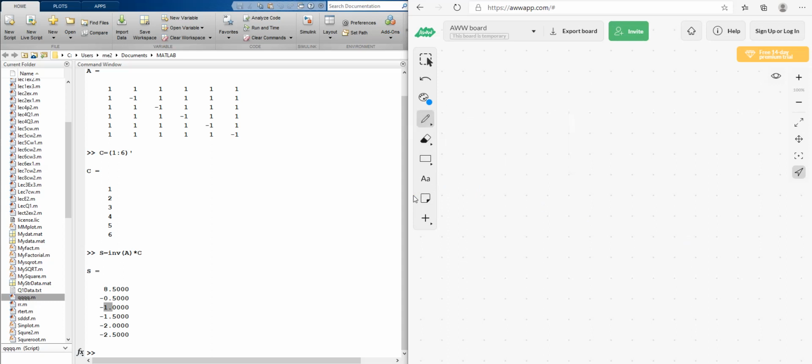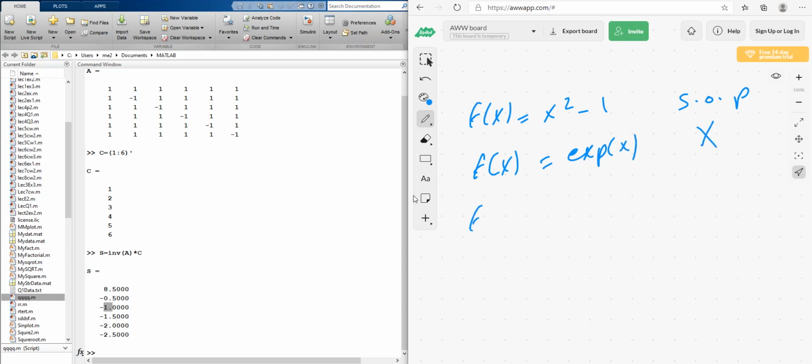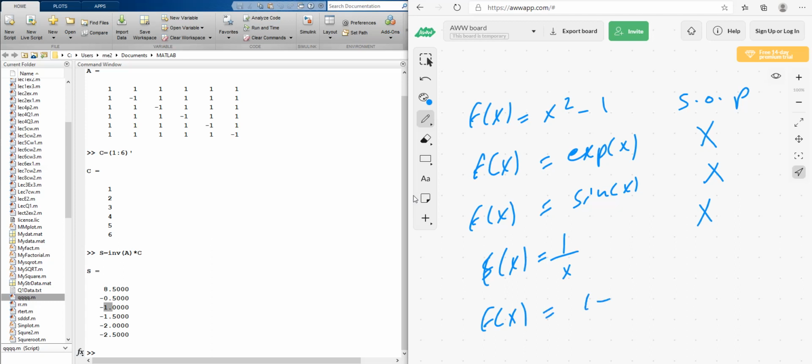As an example, we write f of x equals x to the power 2 minus 1. It is a second order polynomial. When you write f of x equals, for example, exponential of x, it is not a polynomial. F of x equals sine of x, not a polynomial. F of x equals 1 over x, not a polynomial. F of x equals 1 minus x to the power 3 minus 2x, it's a polynomial. This is a third order polynomial function. These are polynomial functions.